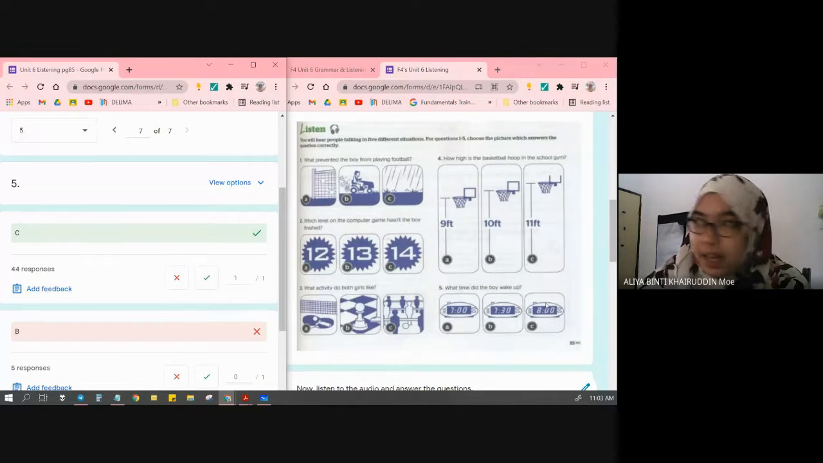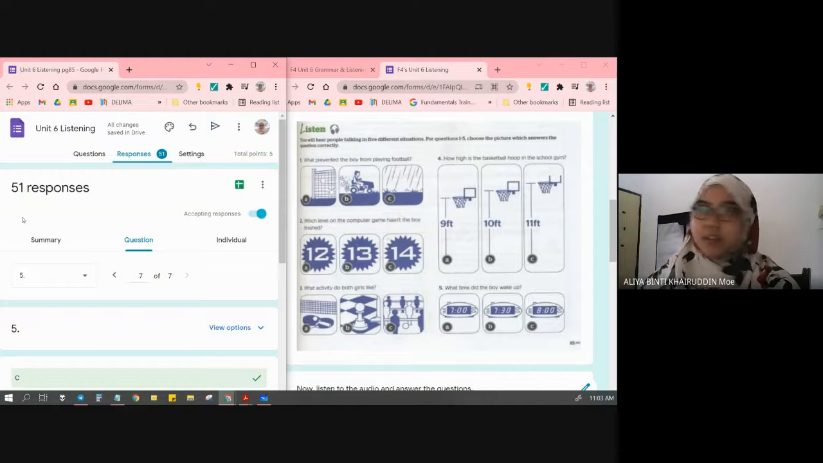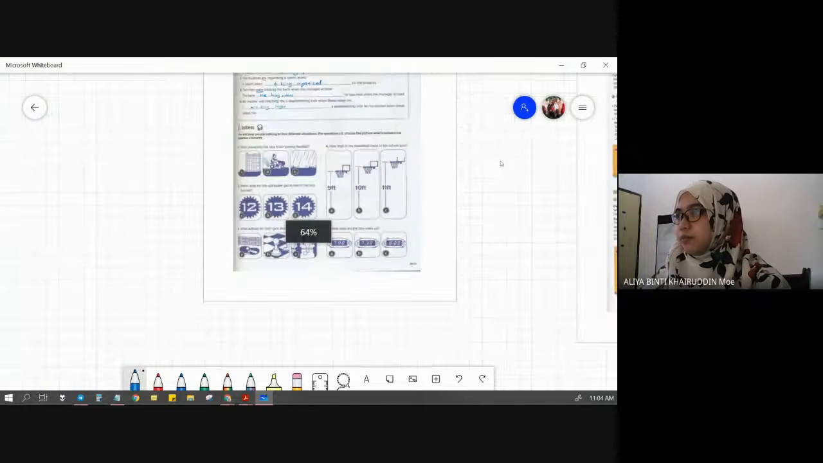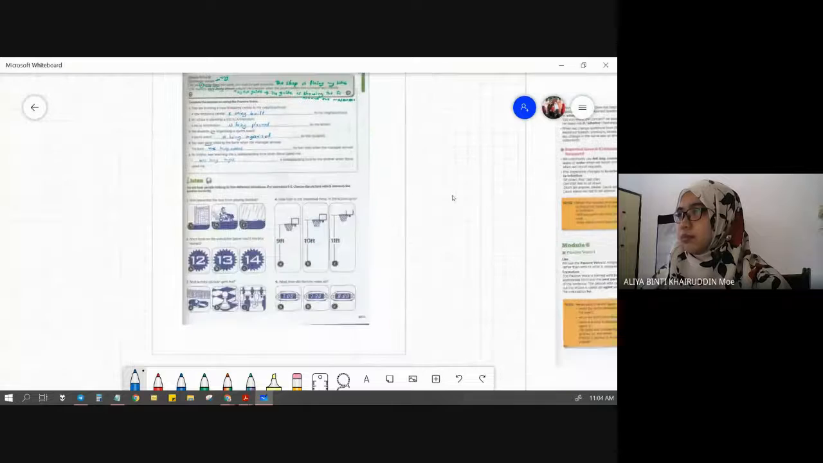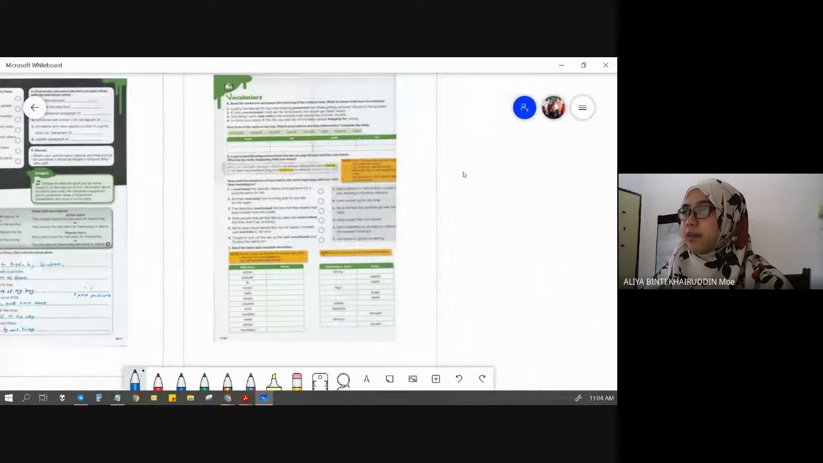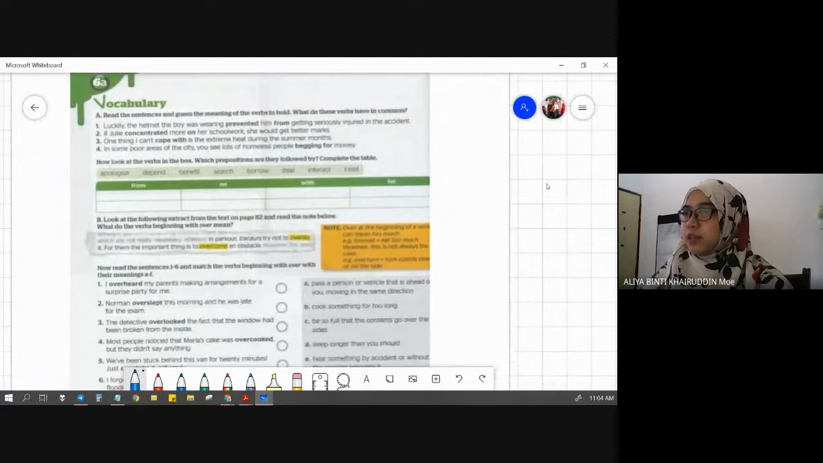Okay, now we still have a lot of time, right, before 11:30. Congratulations for everyone who has responded. So now we have 50 more responses. Okay, now let's look at page 84 in your textbook. This is page 84, the vocabulary part. This is just to get you prepared for your vocabulary.